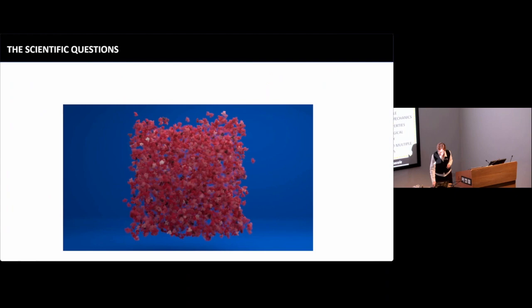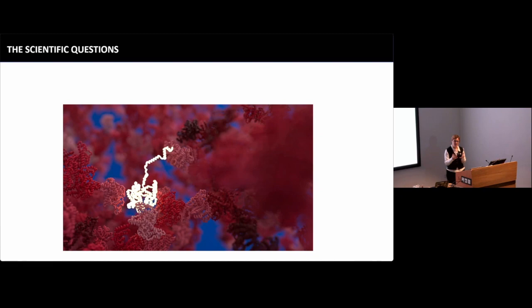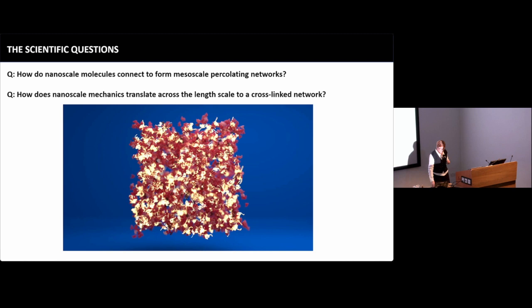So at the heart of this, there's two really interesting scientific questions for us. So imagine you have a folded protein, this well-defined structure, and instead of being in isolation, it's now connected in this network. How will it respond to the forces that it experiences when it's connected in that network? And how does this structure form in the first place? And so those are the questions.